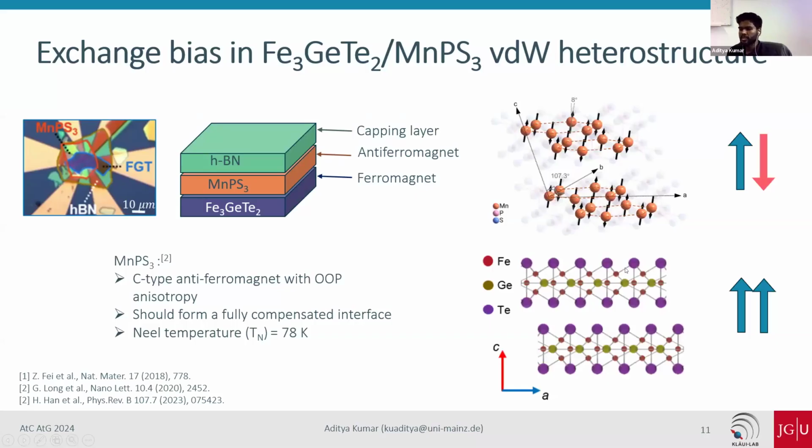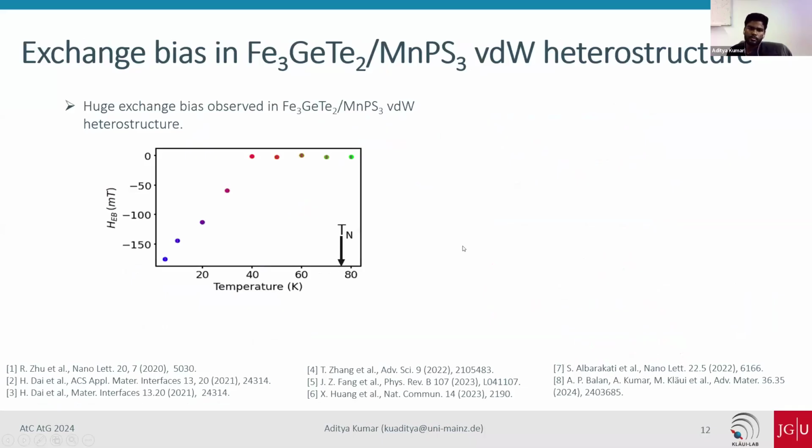The ferromagnet we chose, FGT, also has a similar out-of-plane anisotropy, and it's conductive in nature. Because of that, we can just do anomalous Hall effect measurements to probe the hysteresis. We did that at different temperatures and plotted the data against temperature. We observed a huge magnitude of exchange bias, close to 150 millitesla.